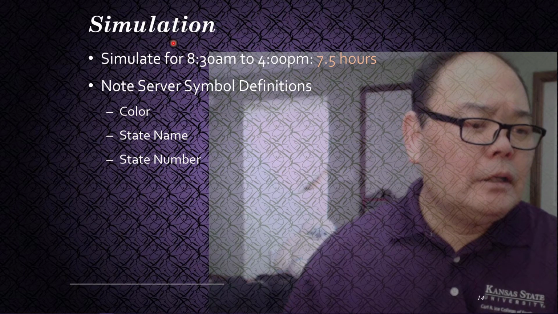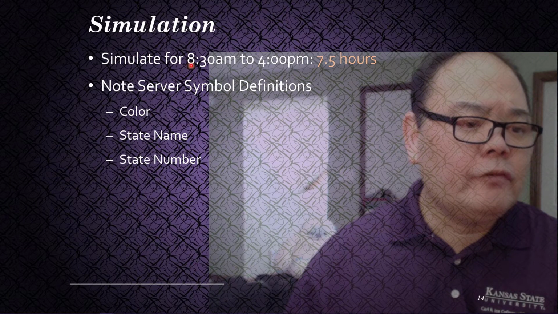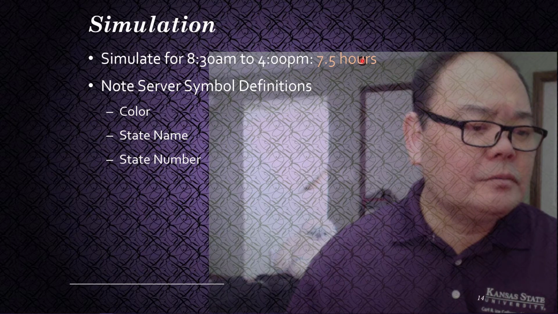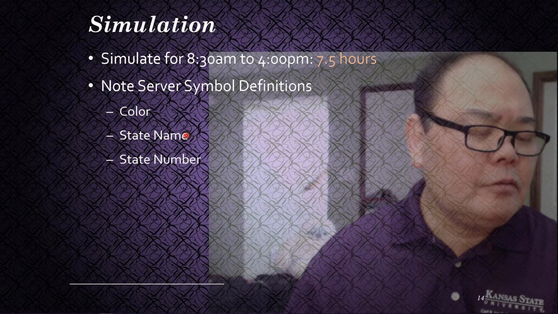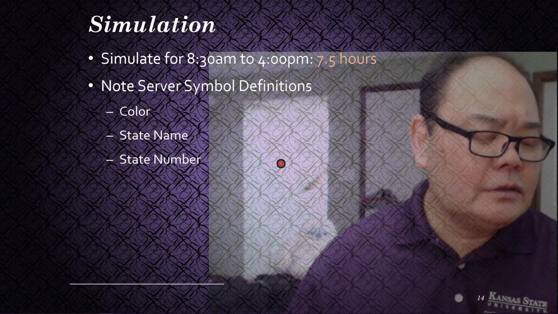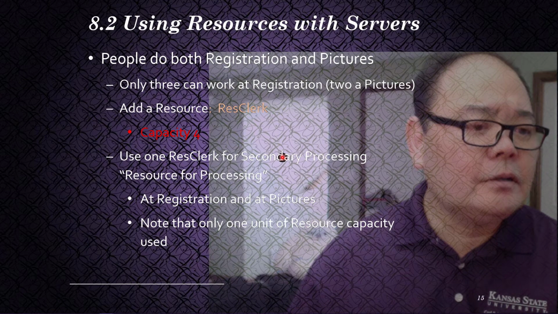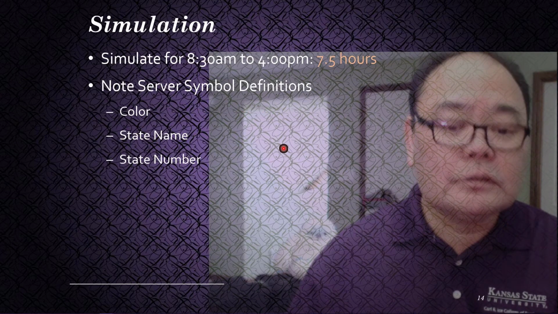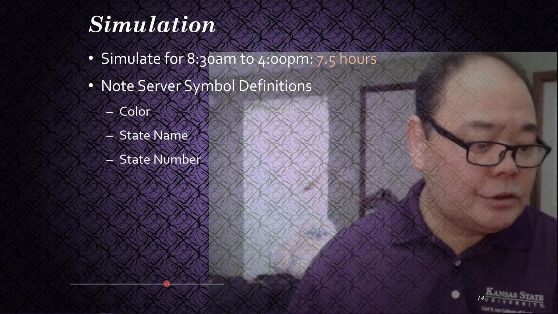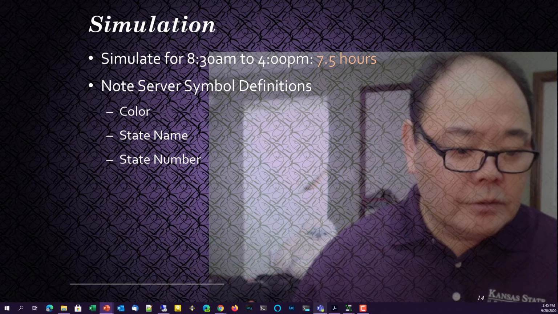Finally, the simulation runs from 8:30 a.m. to 4 p.m., 7.5 hours. We're going to show different applicants using different colors, and different state names and state numbers of the server. We're going to switch our presentation to the model right now.